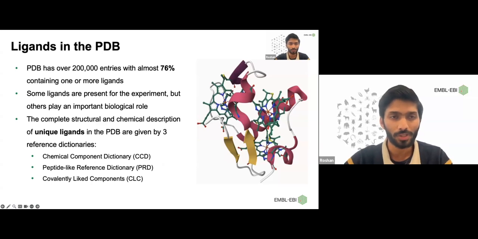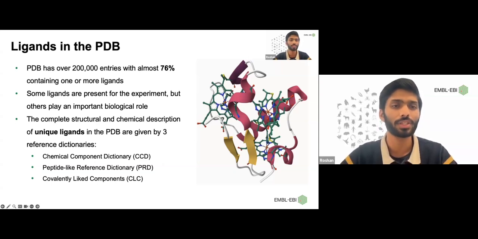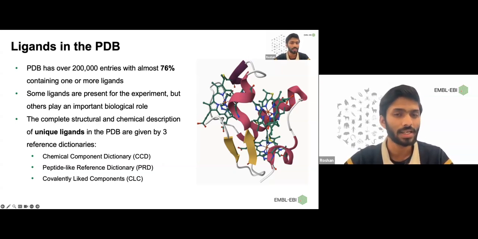Now, coming to the main topic of today's webinar, which is ligands. PDB has more than 200,000 entries, and almost 76% of them contain one or more ligands. Some of the ligands are added as part of the experiment, acting as a crystallization agent. Some have biological roles: some act as cofactors, some are inhibitors, substrates, or drug-like molecules.